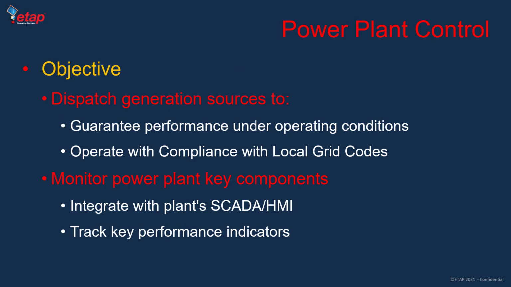The power plant controller has primarily two objectives. One is to dispatch generation sources to guarantee performance under operating conditions, and also to, during these conditions, operate in compliance with local grid codes. In addition, the power plant controller must monitor key components of the plant, be able to integrate with the plant's SCADA-HMI, and also track key performance indicators to understand how the performance of the plant is.